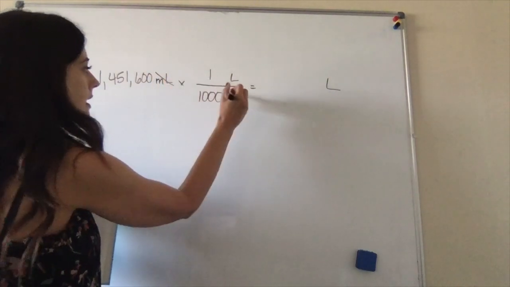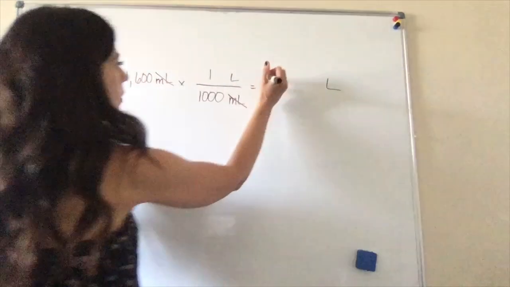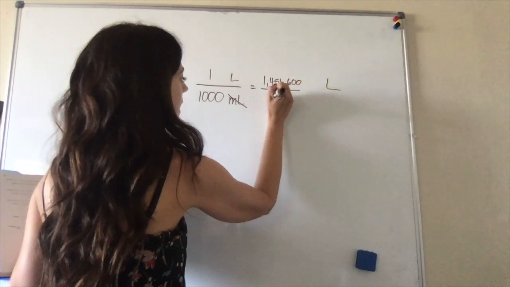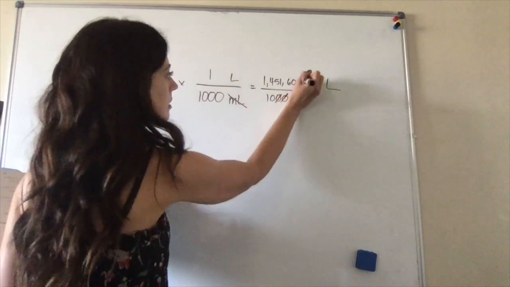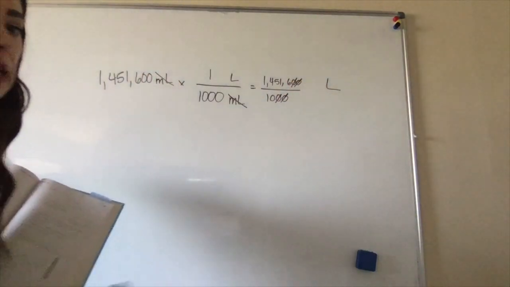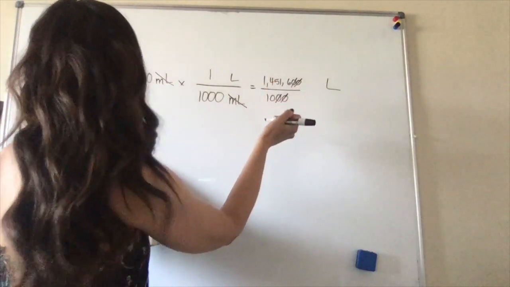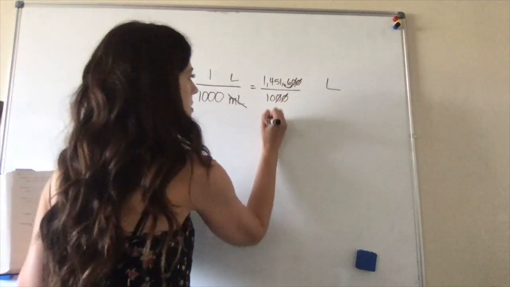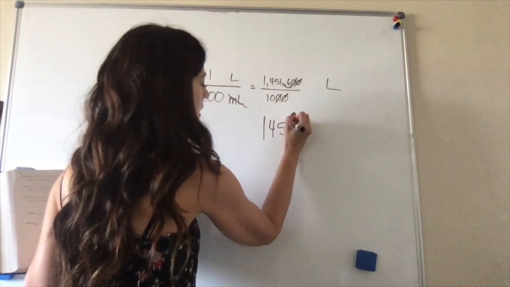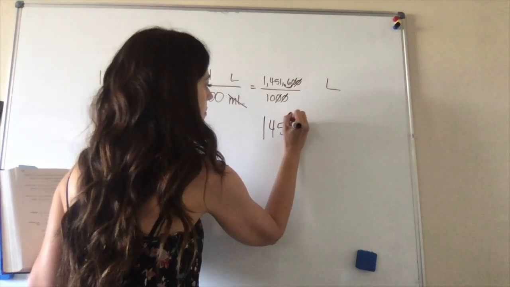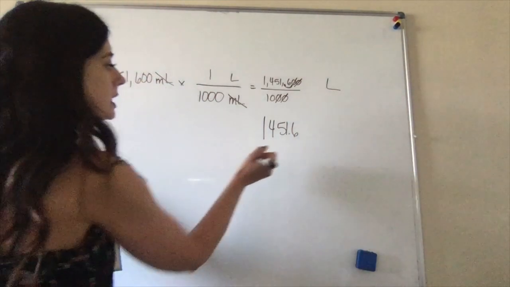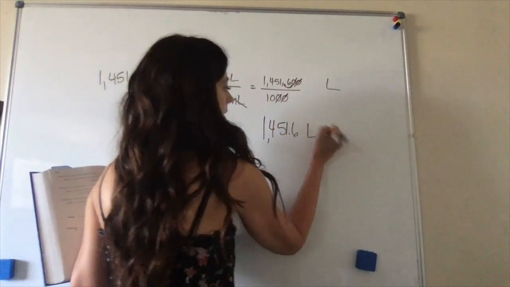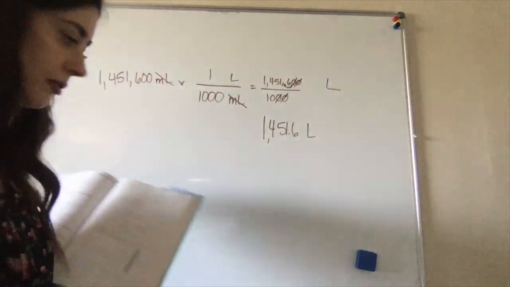Okay, so watch how easy this becomes. Milliliters and milliliters cancel out. We have 1,451,600 divided by 1,000. We have 2 zeros we can automatically cross off, and then we need to divide this number by 10, or what we know we can do is move the decimal place over one spot. So we get 1,451.6, or 1,451 and 6/10 liters. So there's our answer for the first one.